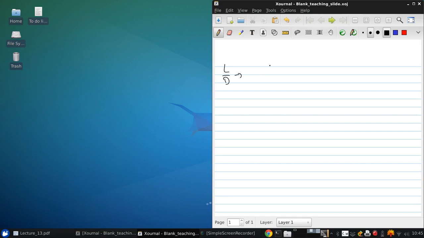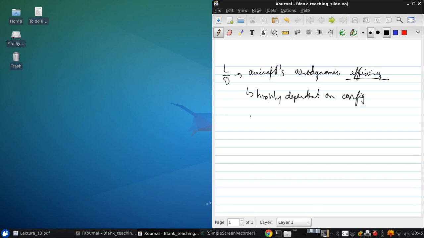So first, just remember that L over D is a measure of an aircraft's aerodynamic efficiency. Because we want to generate lift, and the necessary consequence is the generation of drag. And this is highly dependent on the exact aircraft configuration. So our focus here will be on subsonic flight, and then L over D is most affected by two factors: the wingspan and the wetted area.